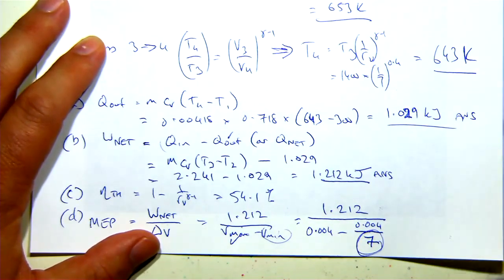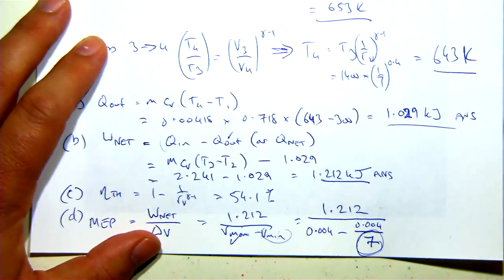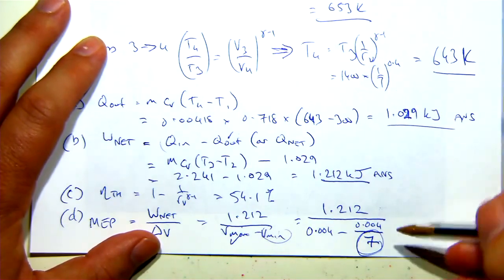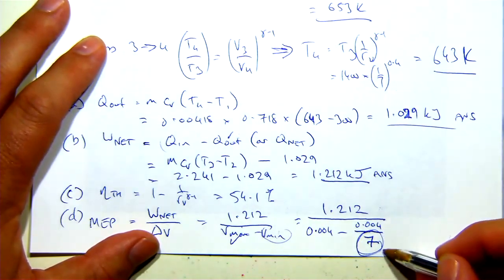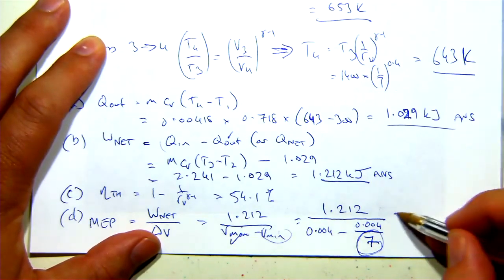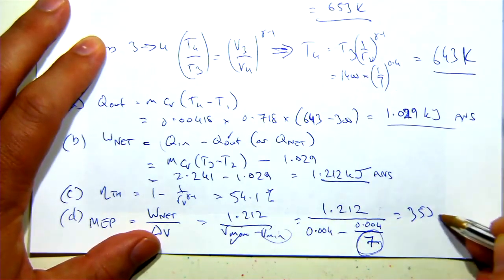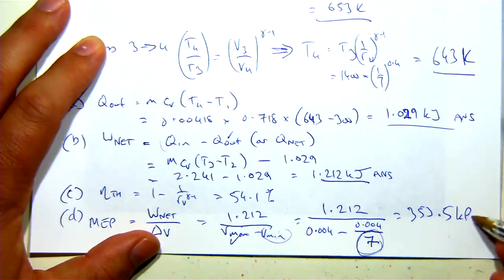The smallest volume I've got is 1/7 of that. That's the point of the compression ratio. Compression ratio of 7 means the smallest volume I could get is the biggest volume divided by 7. If I put all that in, I'm going to get 353.5 kilopascals.